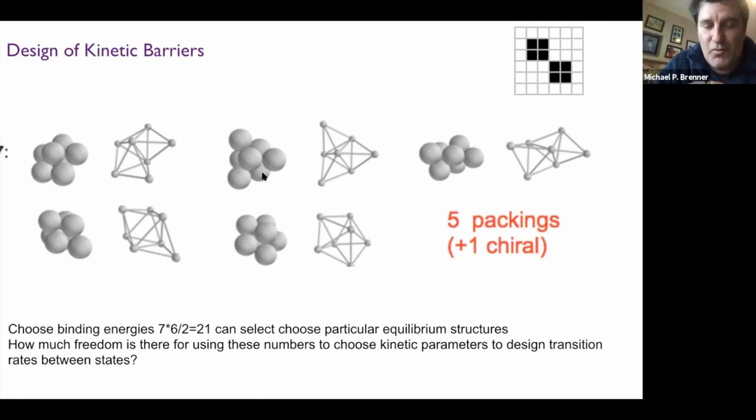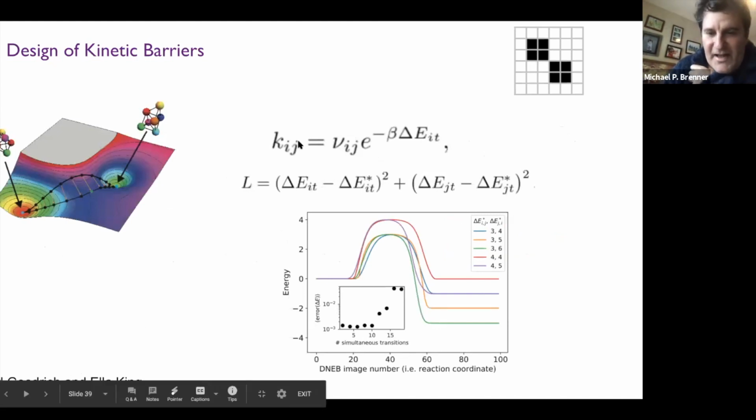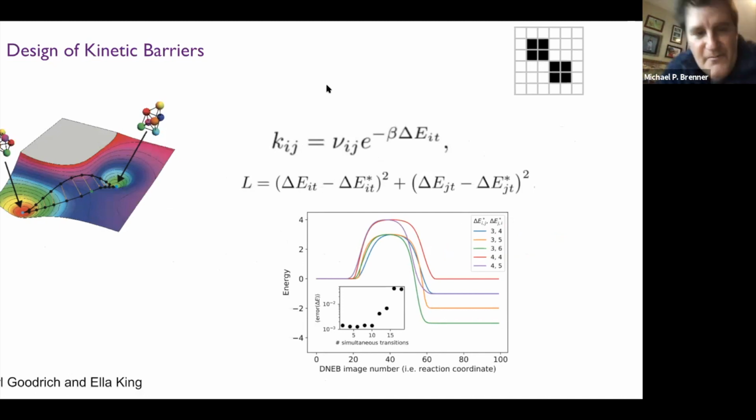So what we wanted to ask was, could we design kinetic barriers like that? If you break one bond here, it will flip from one structure to another. Can I design the height of the barrier so I can control how quickly it flips between 2 different states? And we, in this case Carl Goodrich and Ella King, figured out a way of computationally designing the energy barrier of the transition states between different states in this.